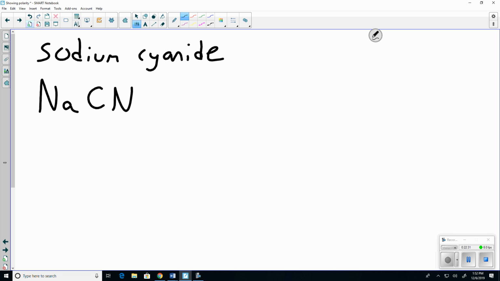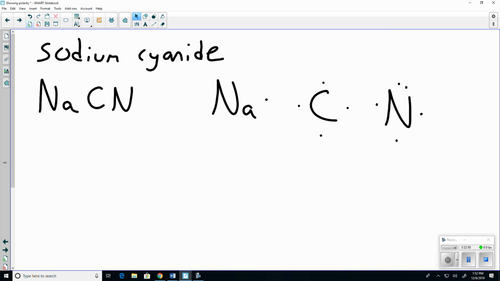NaCN. Okay, draw it out. Na has 1 electron. Carbon has 4 valence electrons. Nitrogen has 5 valence electrons. Again, I'm going to use different colors to kind of help show the steps. Step number 1, covalent bonding.